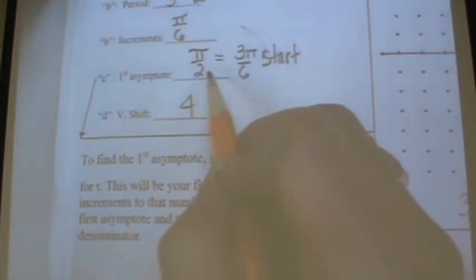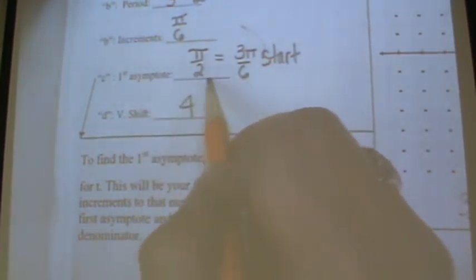So instead of a phase shift, we call this your first asymptote. Now, how did you do the other stuff? Well, the other stuff's easy. The steepness is 2. Your period is, instead of 2 pi over b, it's pi over b. So pi over 3, so your period is pi over 3. You're going to cut this into 2 increments. So divide it by 2, you get pi over 6.